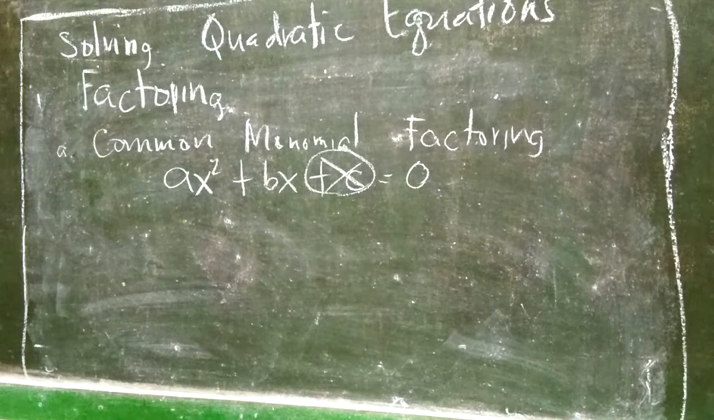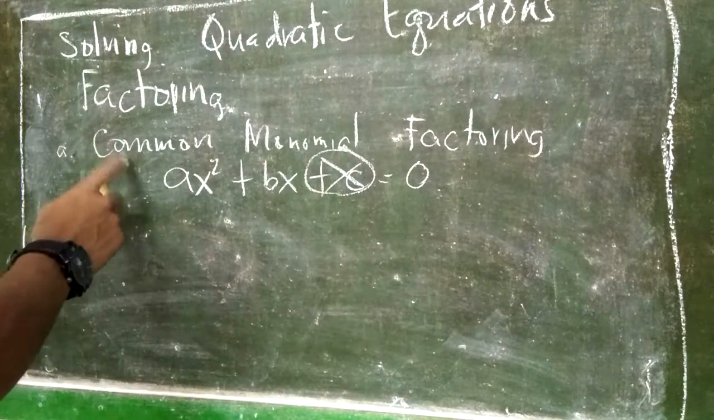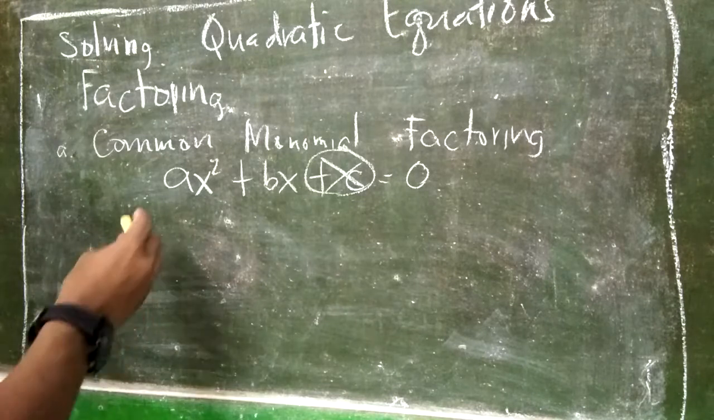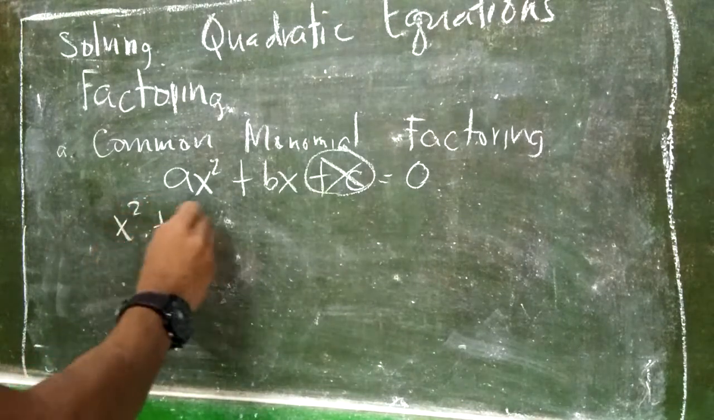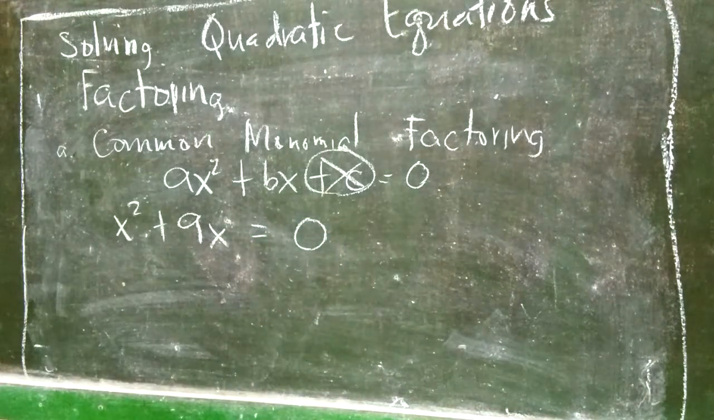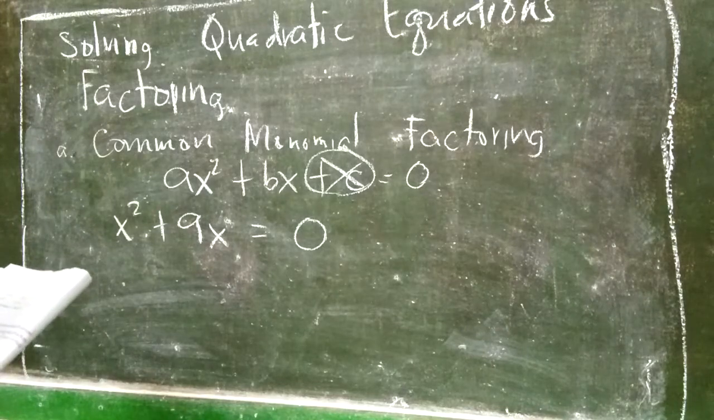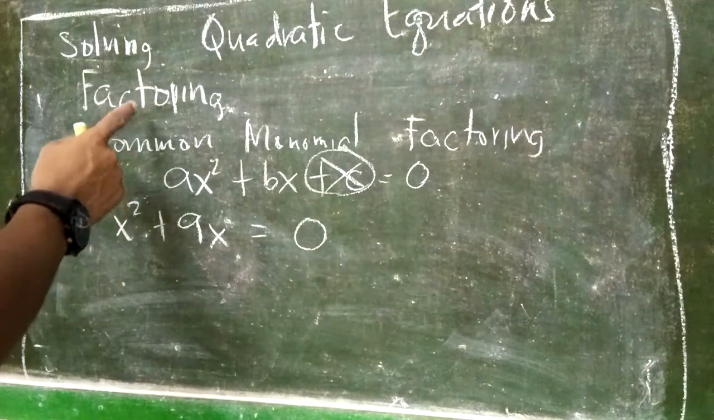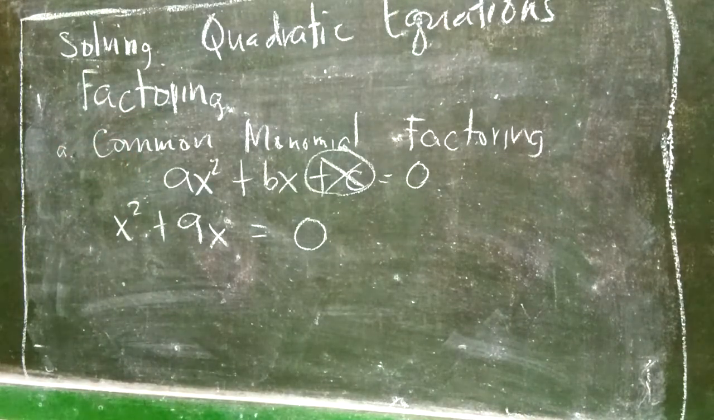Paano ba malalaman yung roots ng quadratic equation by using the common monomial factoring? Let's have an example. So we have x squared plus 9x is equal to 0. Okay. So, in that case, wala yung value ng c or yung value ng c natin ay 0. So, it's now possible for us to determine the roots of that specific quadratic equation by using factoring method, specifically the common monomial factoring method.